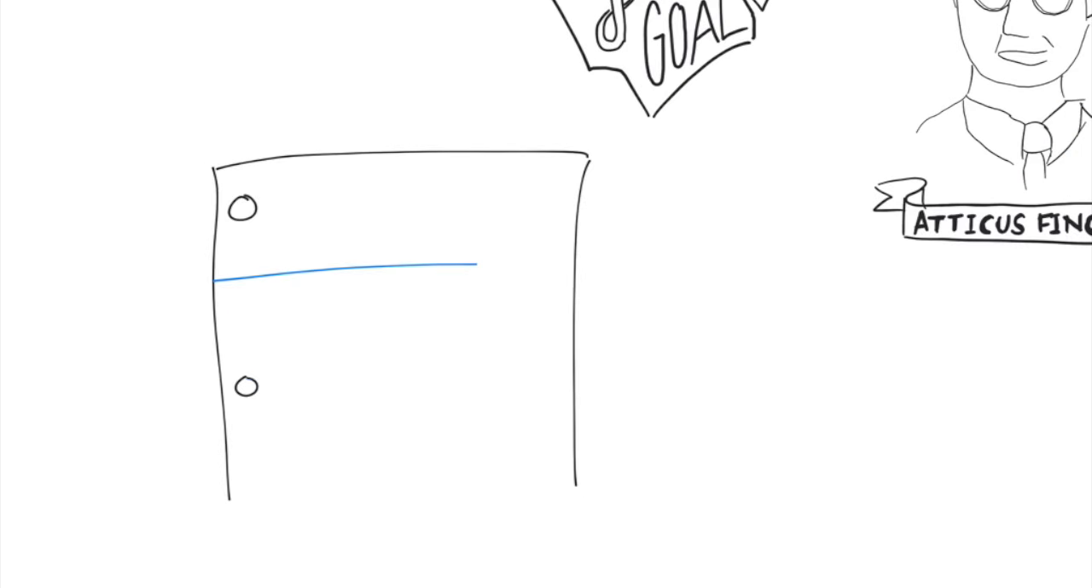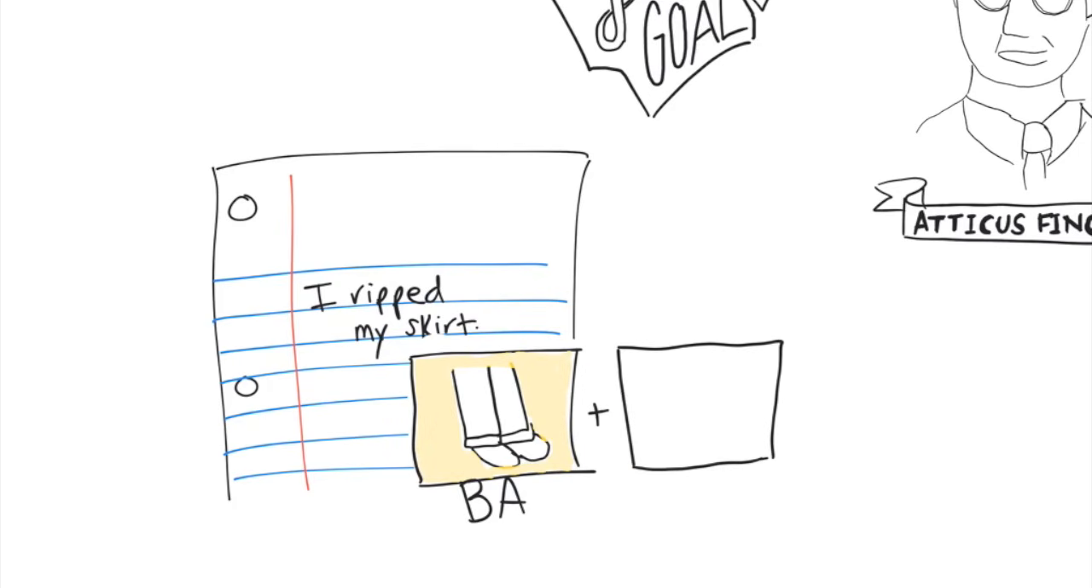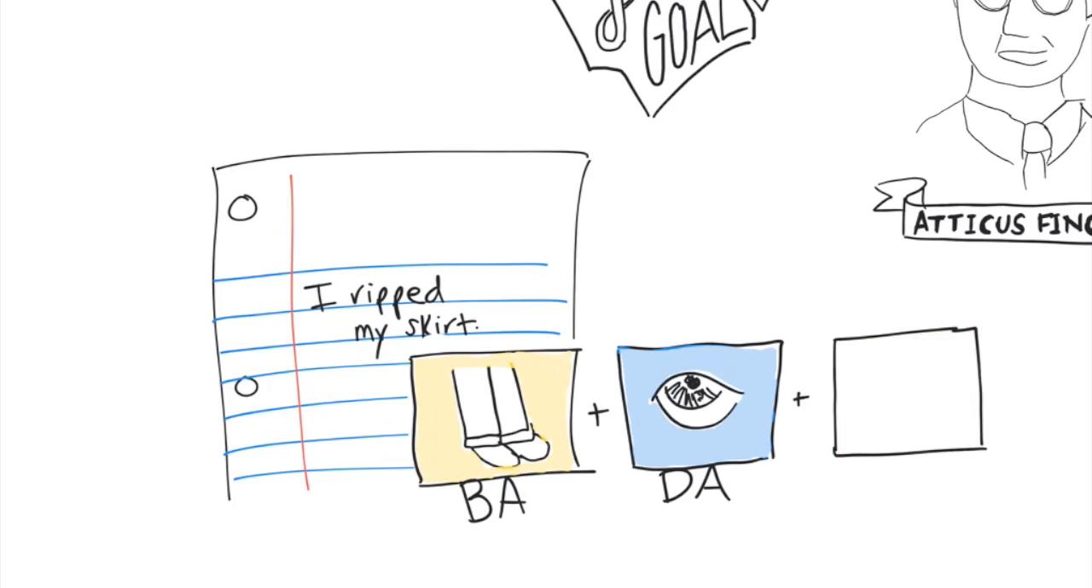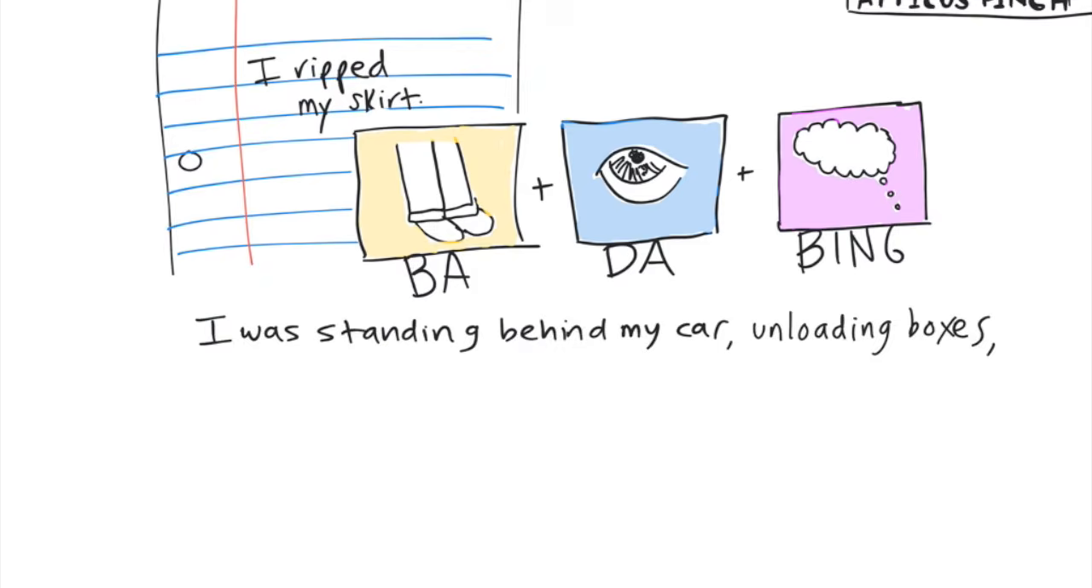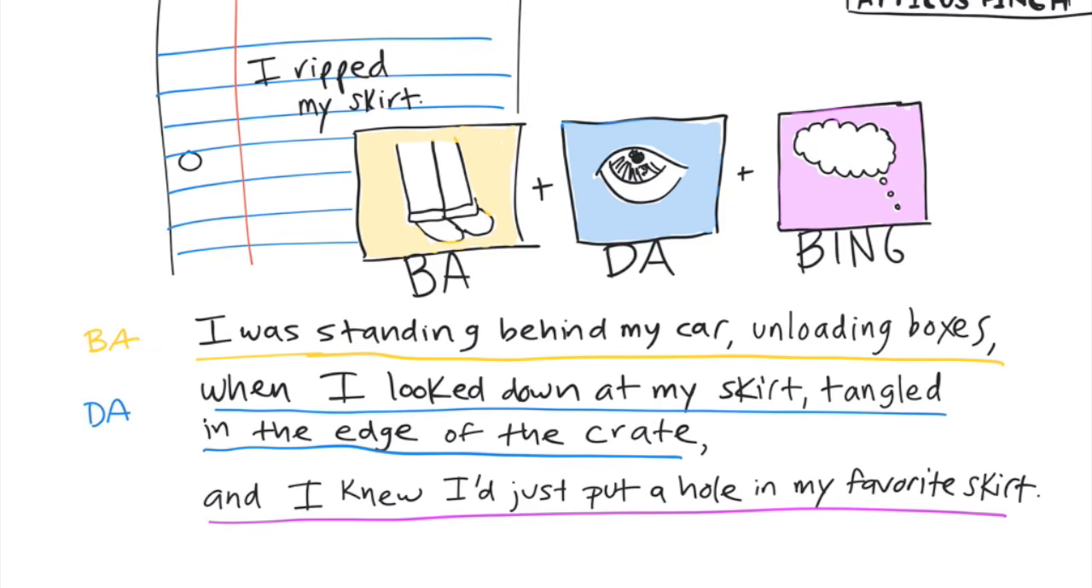Here's another example. So let's say you have the sentence, I ripped my skirt. Well, this is boring, so let's bada bing it. Where you were, what you saw, what you thought. I was standing behind my car, unloading boxes. Where you were. When I looked down at my skirt, tangled in the edge of the crate. What you saw. And I knew I just put a hole in my favorite skirt. What you thought.